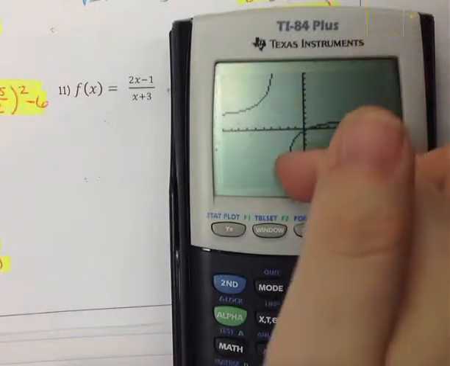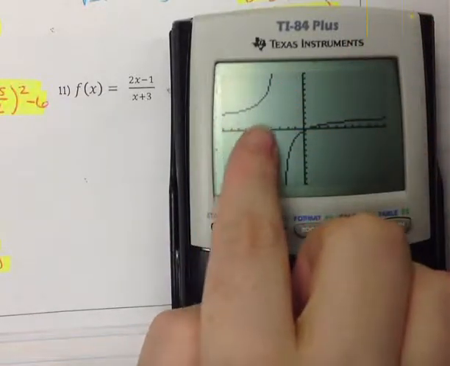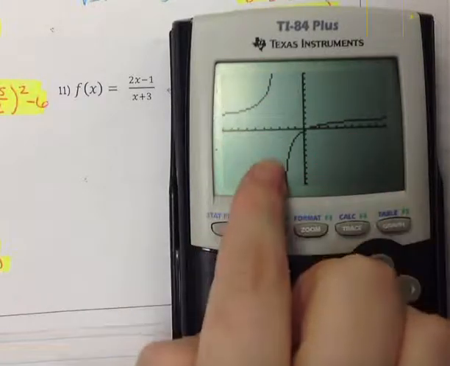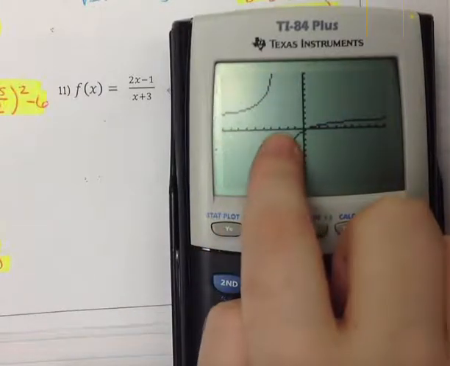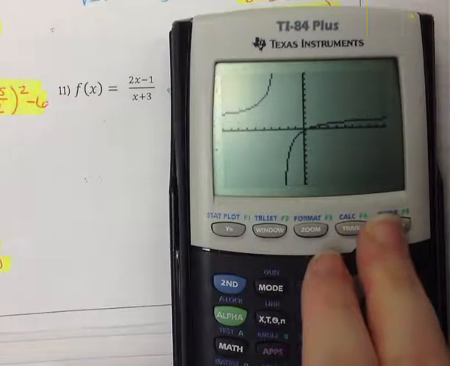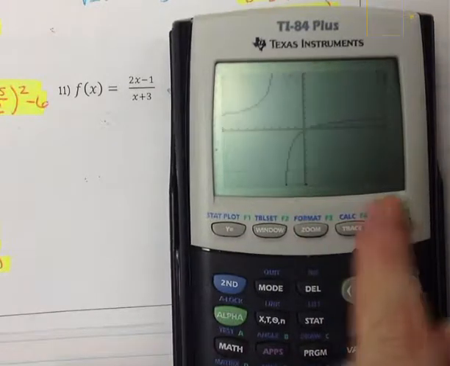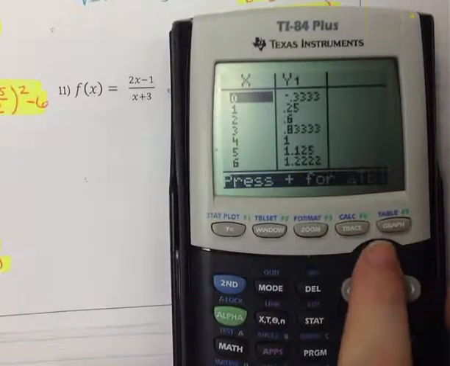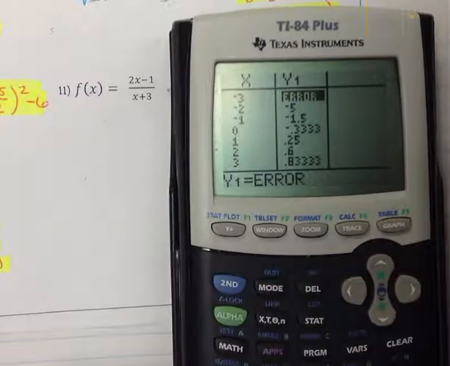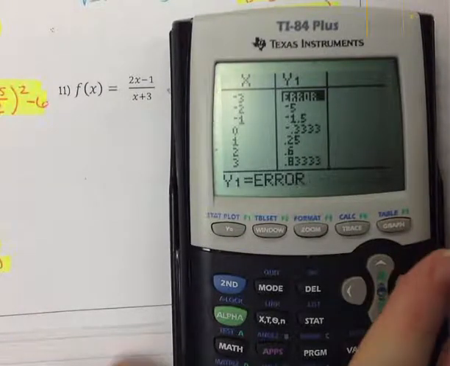Now, the domain is finding which x value is not crossed. That looks to be about a -3. So if I go to the table, so if I go to second graph, and I go to a -3 on the x, we actually have an error because it's not hit there. So that is the asymptote. That will help us with our domain.